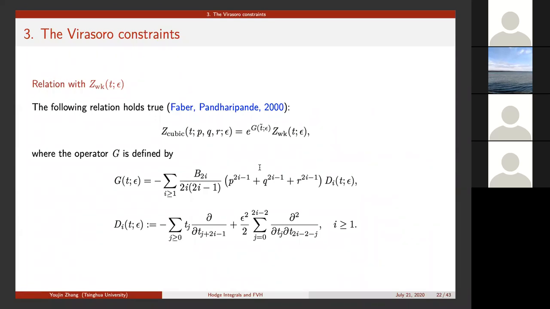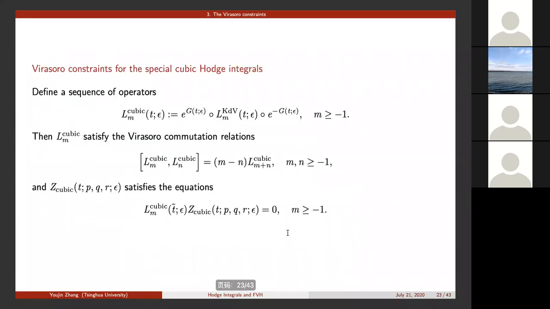So let me briefly mention the Virasoro constraints for the Hodge integrals. The Virasoro constraints of Hodge integrals can actually be derived from the Virasoro constraints of the partition function for the 2D topological gravity given by Witten. Faber and Pandharipande established this relation between Hodge integrals and the Gromov-Witten invariants. In our particular case, this Hodge integral Z cubic can be related to the partition function Z by the action of this operator G. G is given by linear operators in these time variables T_j. By using this relation, we can write down the Virasoro constraints for the Hodge integrals.